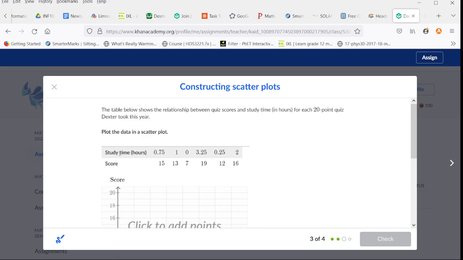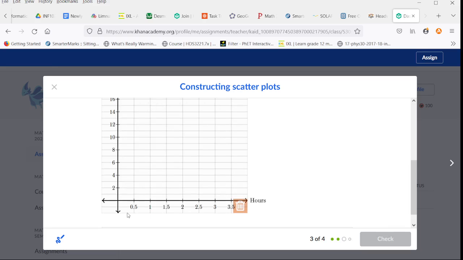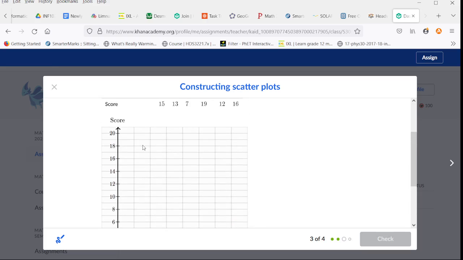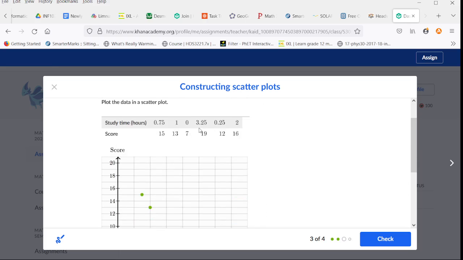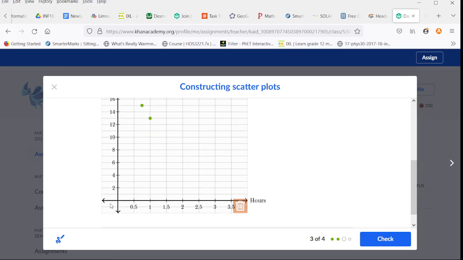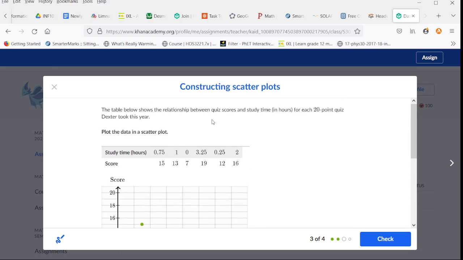So again, score is vertical, and then study time and the hours are horizontal. So 0.75 and 15. We got a score of 13 after 1 hour. We have a score of 7 after 0 hours. So that 0 has to land right on that vertical axis.